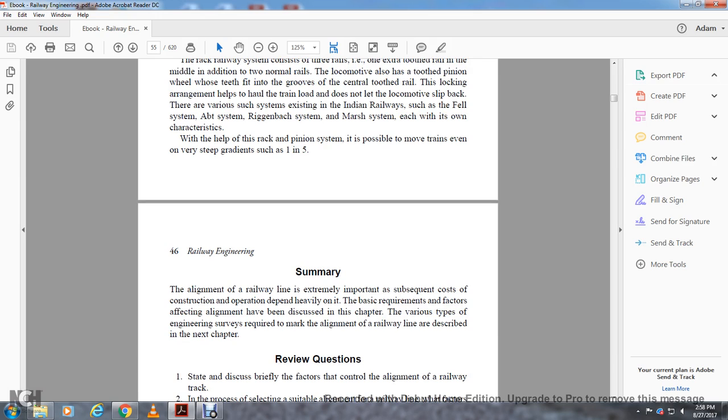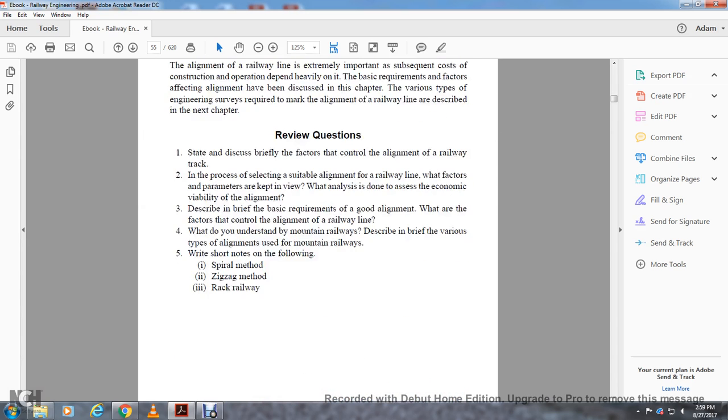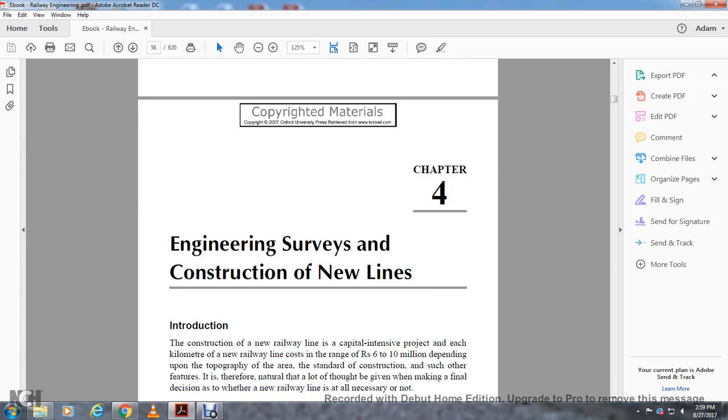Summary. The alignment of the railway line is extremely important, as the subsequent cost of construction and operations depend heavily on it. The basic requirements and factors affecting the alignment have been discussed in this chapter. The various types of engineering surveys required to mark the alignment of the railway line are described in the next chapter, Chapter 4, Engineering Surveys, Construction, and New Lines.